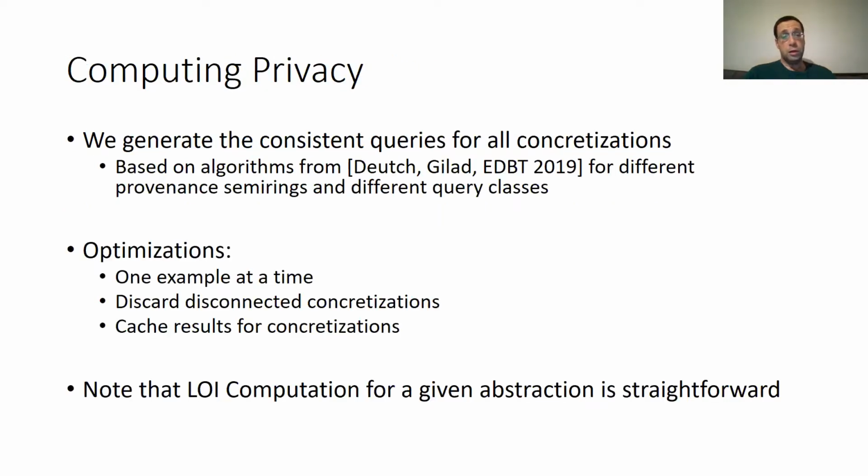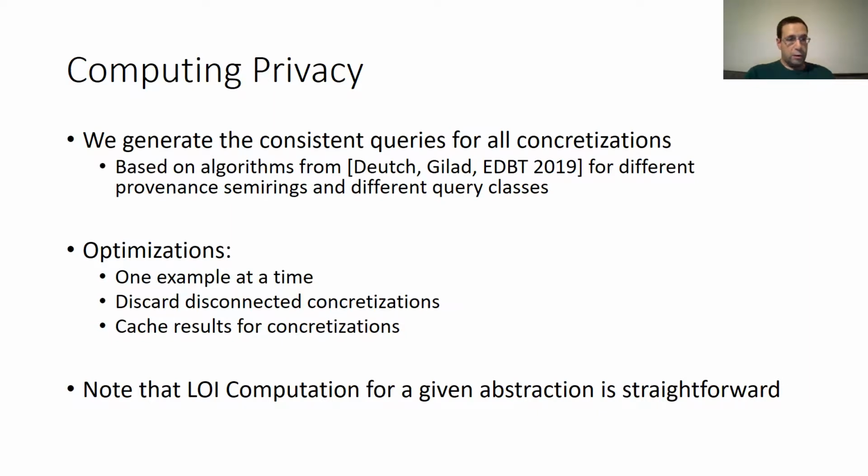For each abstraction, we then need to compute the privacy and the loss of information. Loss of information computation, for definition, is quite straightforward. We just look at a set of possible concretizations. But computing privacy is more challenging, so we need to know how many consistent queries are there for all possible concretizations. So we do that based on algorithms from this earlier work on query by example enhanced with explanations that I've mentioned before, in which this counting was done for different provenance semi-rings and different query classes.